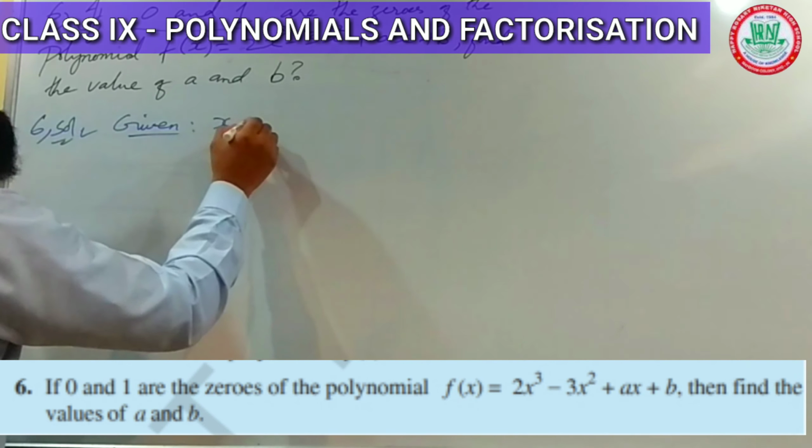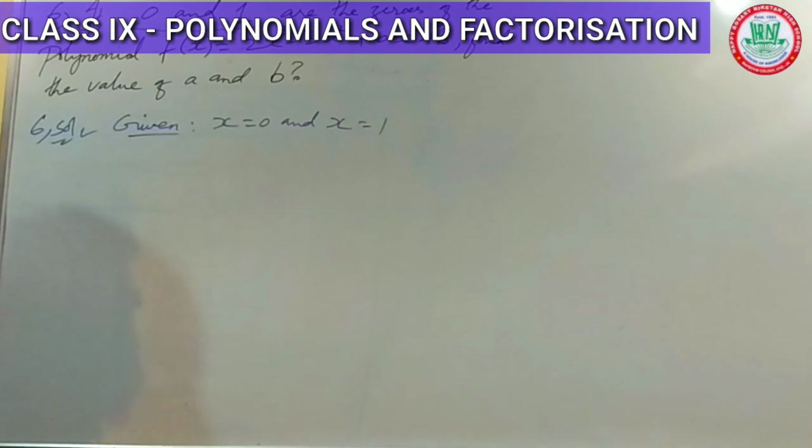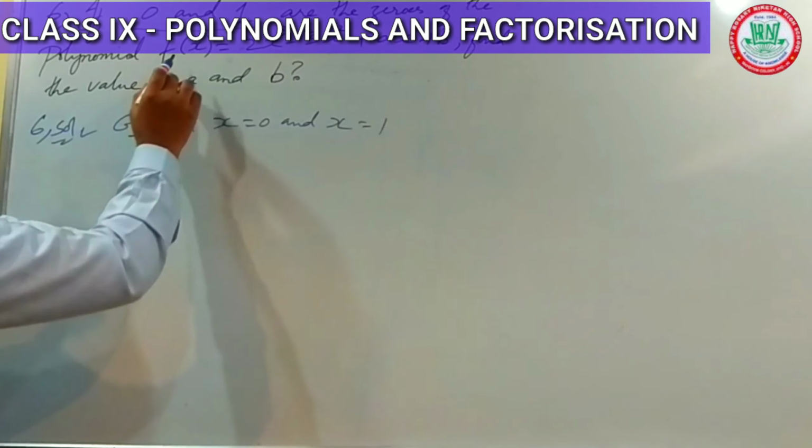x is equal to 0 and x is equal to 1. Why am I taking x? Because here the polynomial is given in terms of x. What is the variable? f of x is equal to 2x cube minus 3x square plus ax plus b. This is the polynomial which is given.